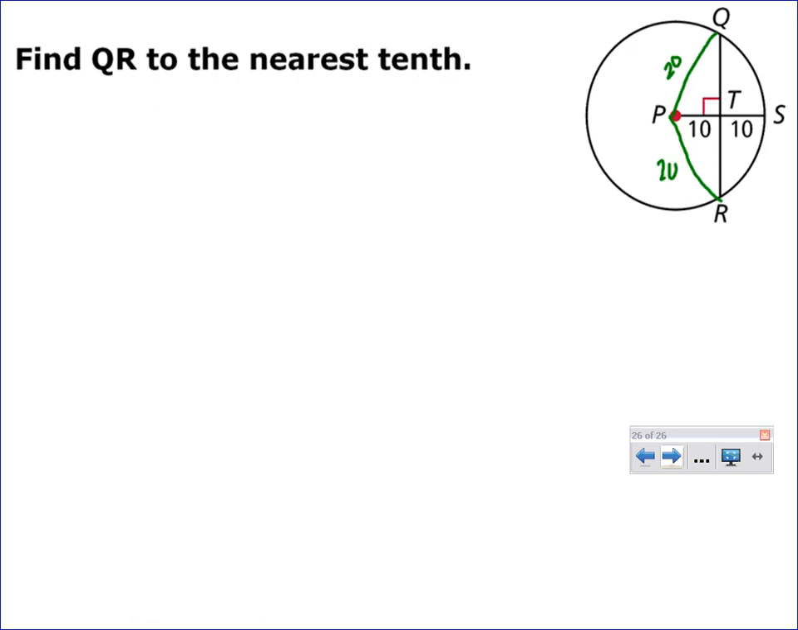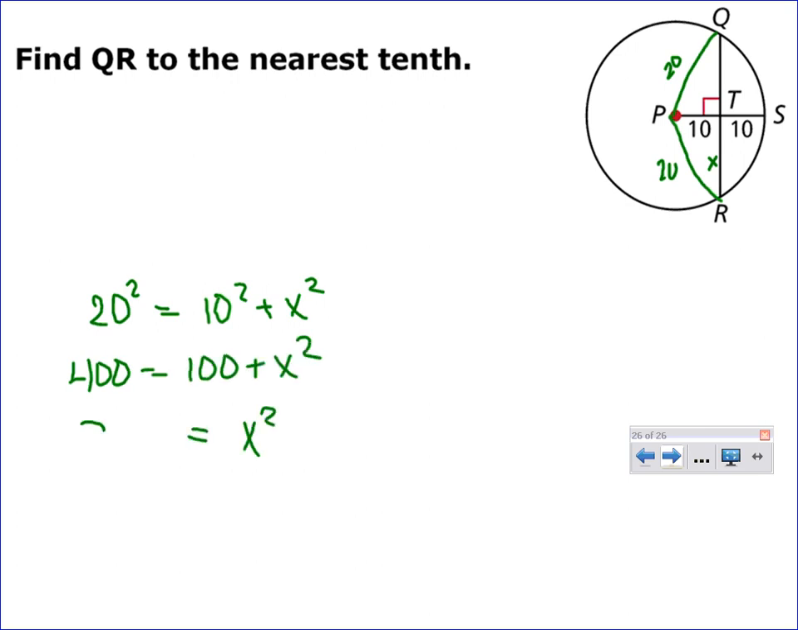Okay, in order to find this value right here, I'm going to have to use the Pythagorean theorem. So 20 squared equals 10 squared plus x squared. 400 equals 100 plus x squared. X squared equals 300, and x is the square root of 300, which is 17.3. Okay, I've got to double it to get QR. So 17.3 times 2 is going to give me 34.6 for the measure of QR.